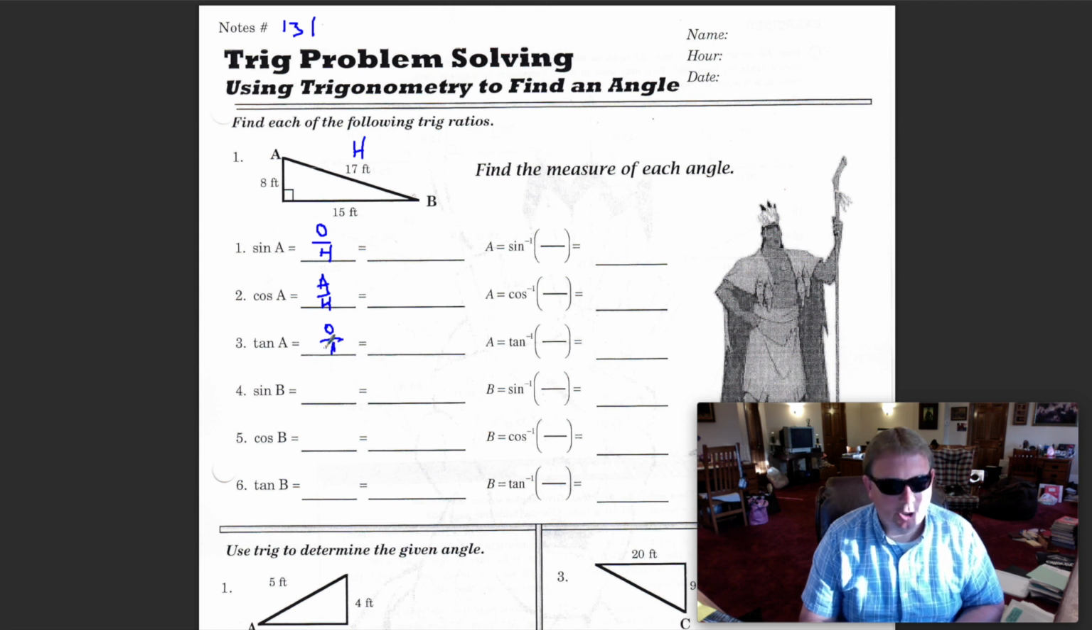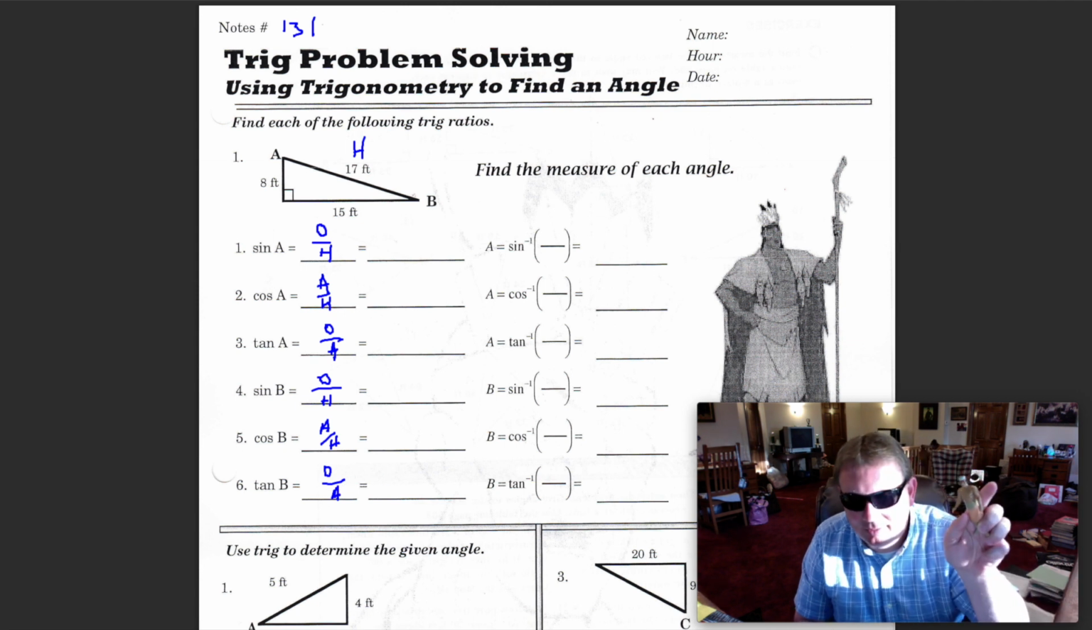What's sine, Bree? Yeah, O over H. Cosine, Cam? A over H. Tangent, Erica? O over A. And so then it matters where SOHCAHTOA is standing.